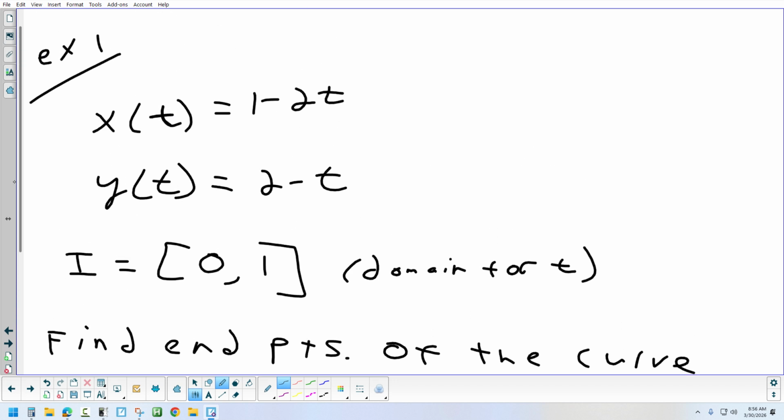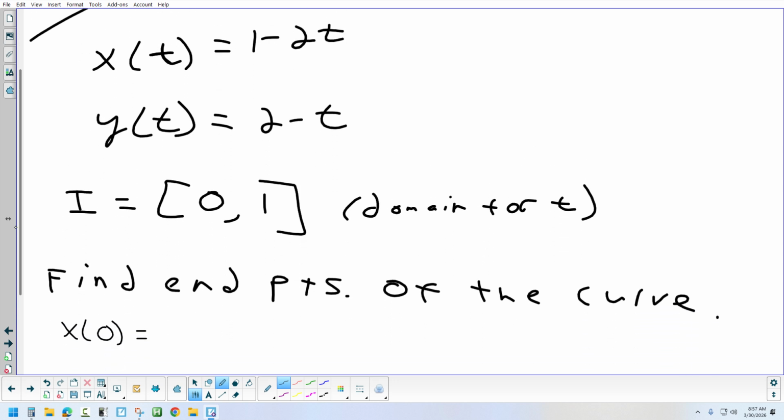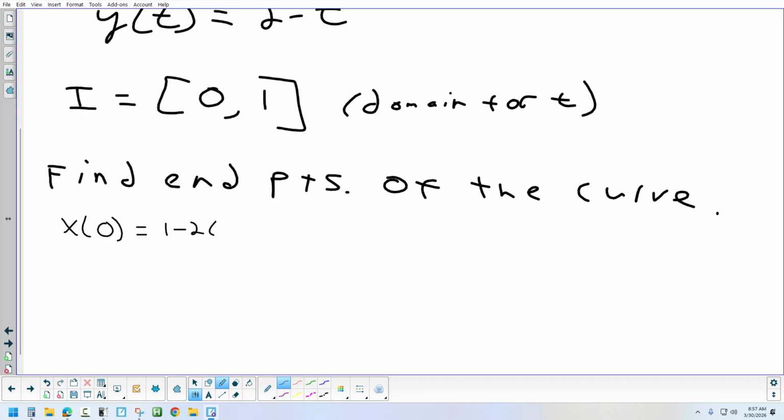So we're going to plug in 0. That controls where the graph is going to start. And we're going to get 1 minus 2 times 0, which is how much? 1. Okay, so now we're trying to find the coordinate of where the graph starts. We know it starts at an x value of 1, but what else do we need to know? We need to know the y value.